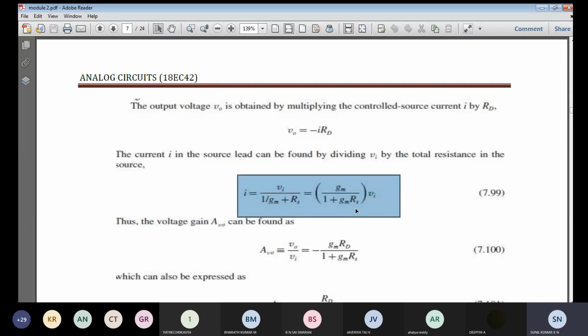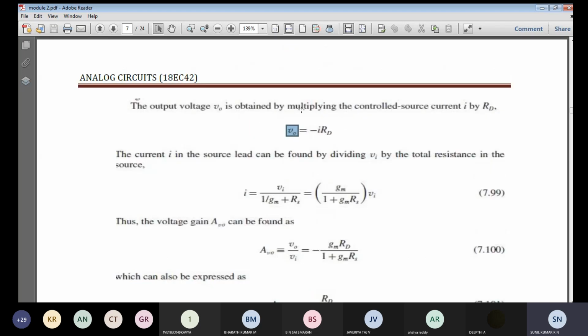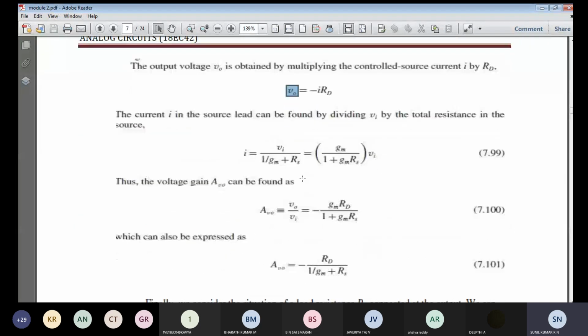We have found the current, and now we need to find the open circuit voltage gain, AV0. For the open circuit voltage gain, you should remember that there is no load resistance, and the gain found without a load resistance is called the open circuit voltage gain. So AV0 is equal to what? To find AV0, we should know V0 as well as VI. So what is V0?